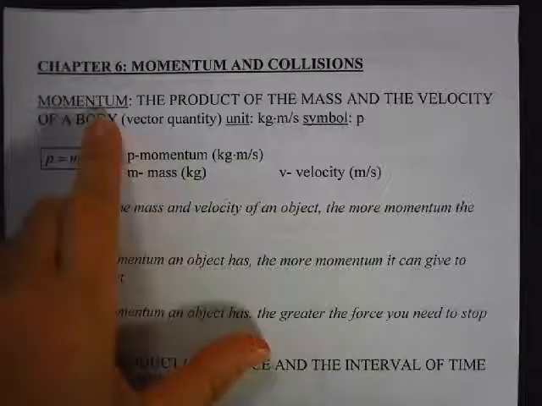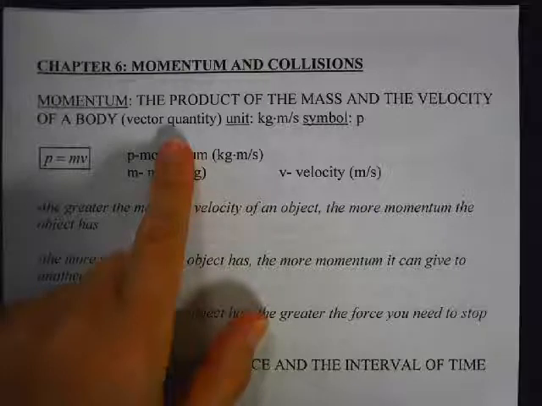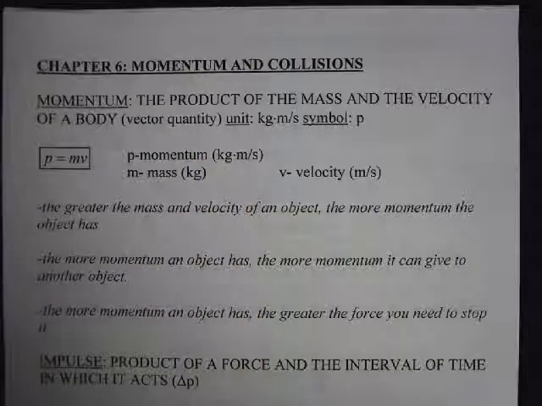mathematically. So momentum is the product, which means multiplication, of the mass and the velocity of a body. This is a vector quantity. Remember, whenever we learn about something new in physics, we always want to ask ourselves, is it scalar or is it vector? Why is that important? Because vector quantities have both magnitude and direction, so the direction is important. Remember, scalar quantities we can add algebraically, but vector quantities we have to add vectorially, so that means we have to add them head to tail.